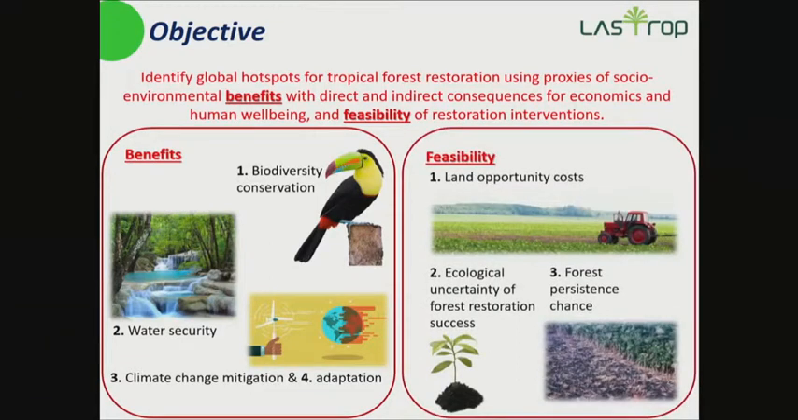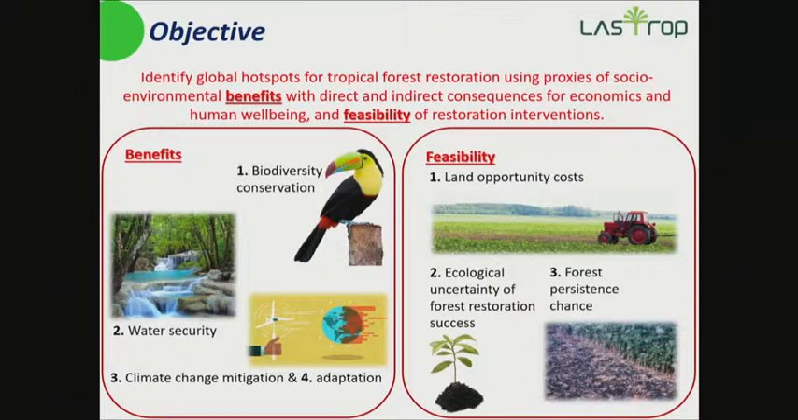And as feasibility factors, we considered land opportunity costs, and the ecological uncertainty of forest restoration, which is associated with the uncertainty related to the recovery of biodiversity to reference pre-disturbance levels. So the closer biodiversity recovers to these pre-disturbance levels, the higher the ecological success of restoration. I will explain these layers in more detail when I develop them.